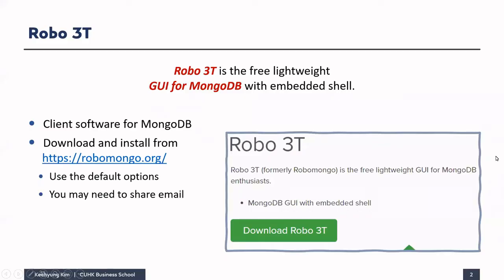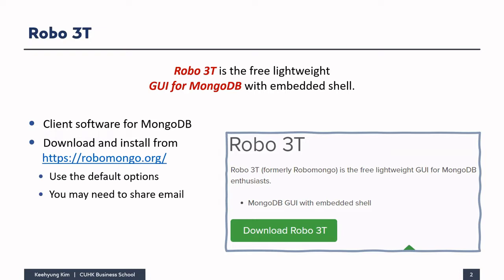To do data modeling in MongoDB, last time I asked you to install MongoDB Community Server on your PC so that you have a working MongoDB server we can utilize today. And also I asked you to install Robo3t. Basically Robo3t is a free lightweight GUI for MongoDB with an embedded shell. What it means is that by installing Robo3t on your PC, it provides a client tool which you can utilize to connect to the MongoDB server, and you can also utilize MongoDB from this client software.